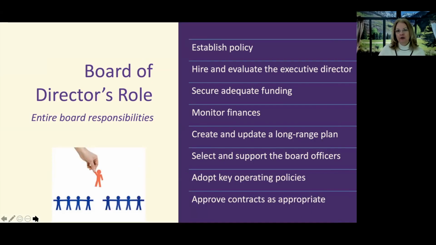Okay, so let's talk a little bit about the board of directors' roles. The primary role of a board member is to act as a voting member with full authority and responsibility, fiscal responsibility, to develop policies for the operation of the organization, to monitor the organization's financial health, programs and overall performance, and to provide the executive director the resources needed to serve the organization's constituencies. So these are the roles and responsibilities of the board member.